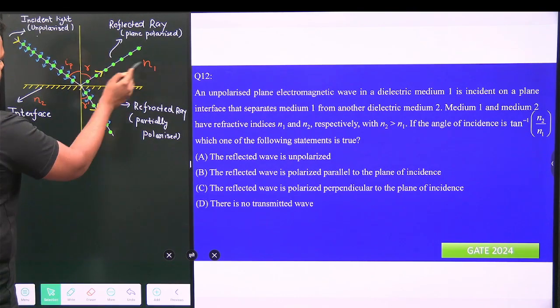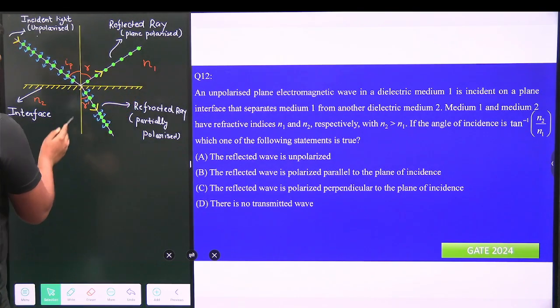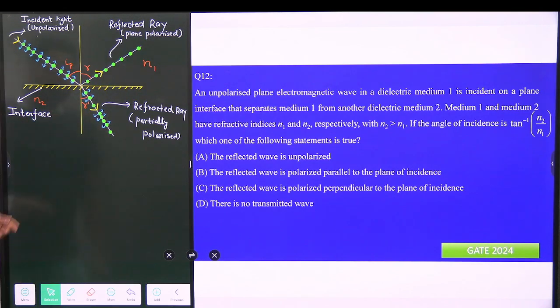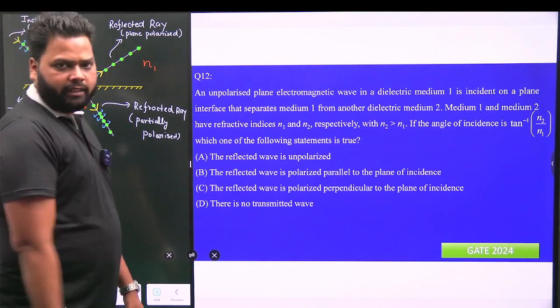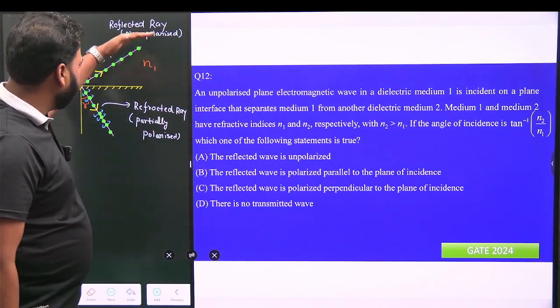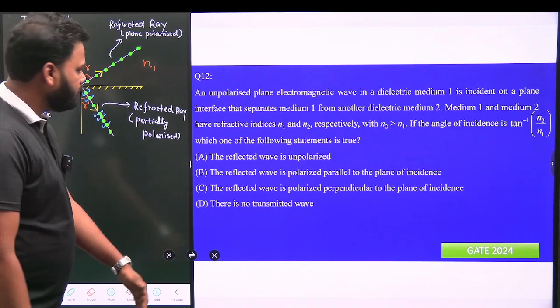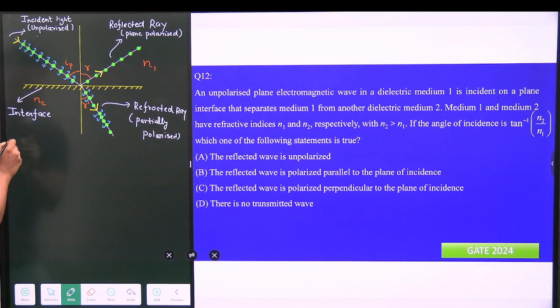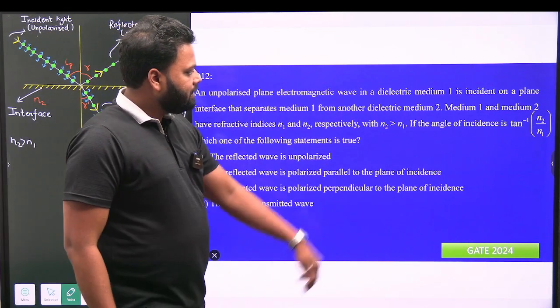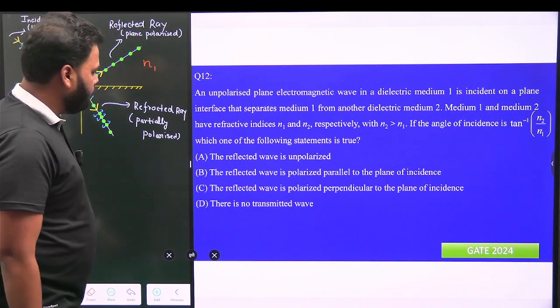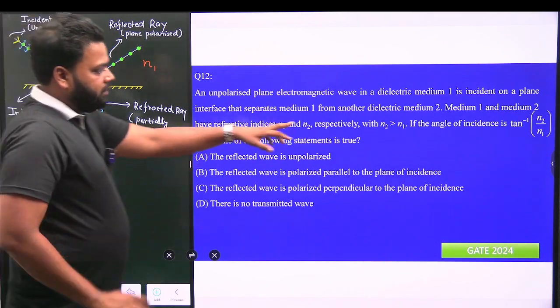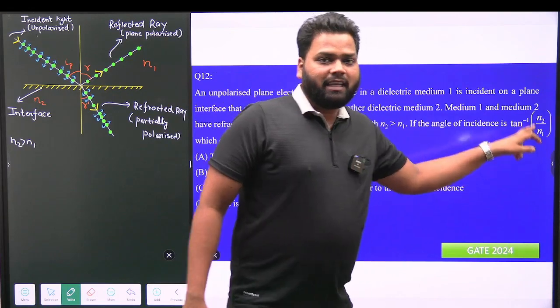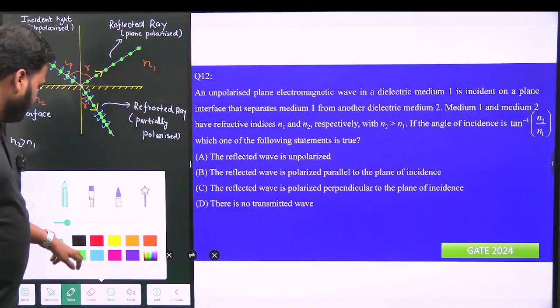So this is medium number 1 which has refractive index n1, and this is medium 2 which has refractive index n2. Here n2 is greater than n1 because this is a rarer medium and this is a denser medium. Let me mention here that n2 is greater than n1. Now, if the angle of incidence is tan inverse of n2 by n1, this is the statement of Brewster's law.